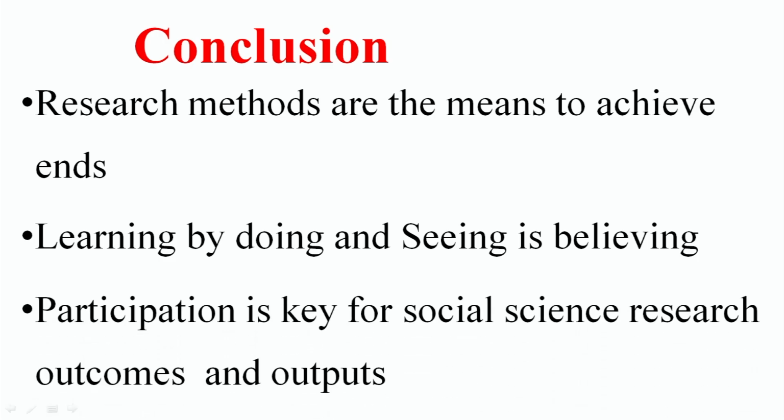Then participation is key for social science research outcomes as well as outputs, because if I want to have the desired output, I need to focus on outcomes as well as outputs both, because outcomes are intangible in nature and outputs are tangible in nature. We need to focus on both, and with that, when we ensure the participation of the intended target groups, then we get the desired results in social science research. With this, I am coming to the conclusion of the first discussion on qualitative research.